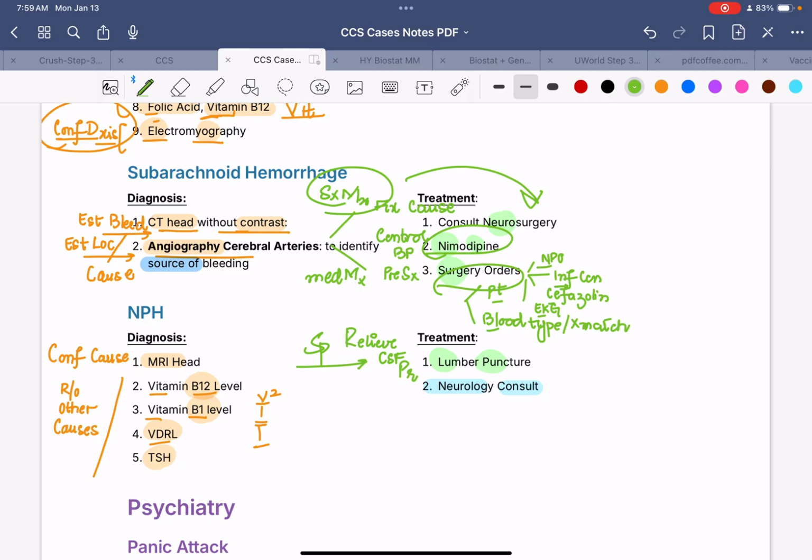And the treatment, of course, since it is increased accumulation of the CSF that is causing ventriculomegaly and these pressure effects, we are going to do a lumbar puncture in order to relieve the high CSF pressure, and after that it's a neurological case, so we are going to consult neurology.